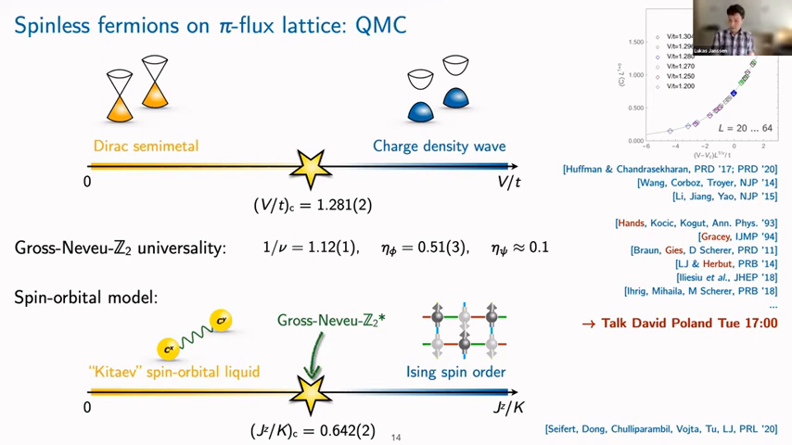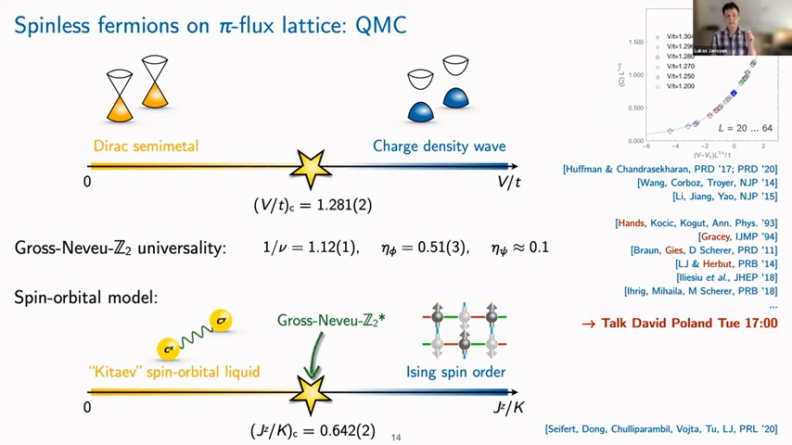We can also determine the critical coupling just from these fermionic computations. There's basically just a factor of two involved here. So in the end, we get just half the value of the critical V of the fermionic model of the pi flux model. Also, the critical exponents nu and eta phi precisely agree in the spin orbital model. However, we now need to rethink that actually the mapping only worked for the ground state sector.